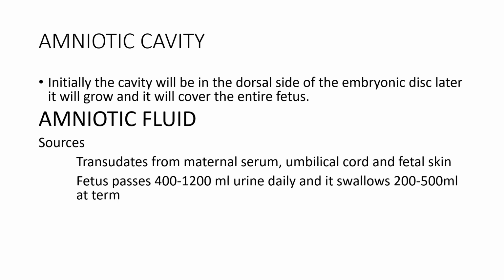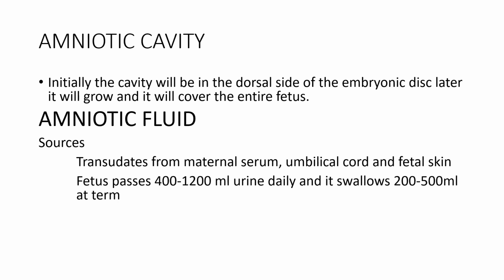Already we have seen about the fetal membranes, that is amnion and chorion. Now let us see about the amniotic cavity. This amnion and chorion inside is covering the fetus, and it is lining the uterine endometrium also. Inside this membrane, a fluid is there. That fluid is the amniotic fluid, and that entire cavity is the amniotic cavity.